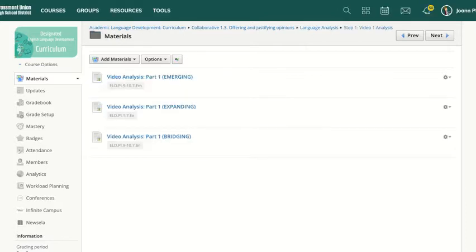Sometimes scaffolded support requires different materials to be provided for different groups of students. As you can see here, there are 3 different types of video analysis: emerging, expanding, and bridging.